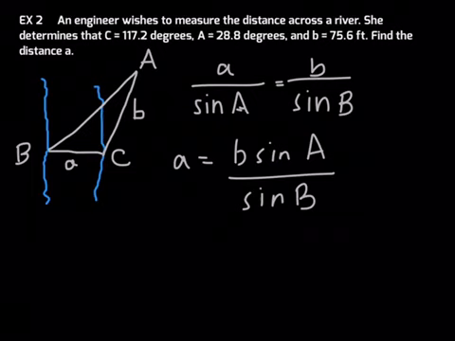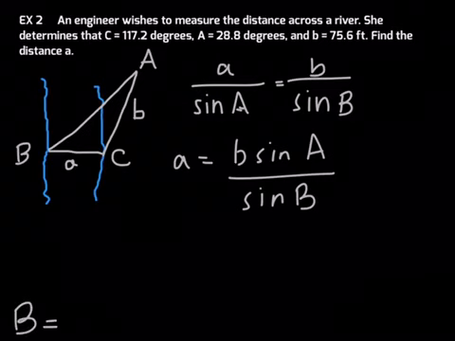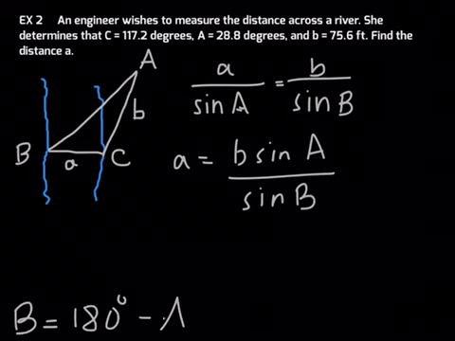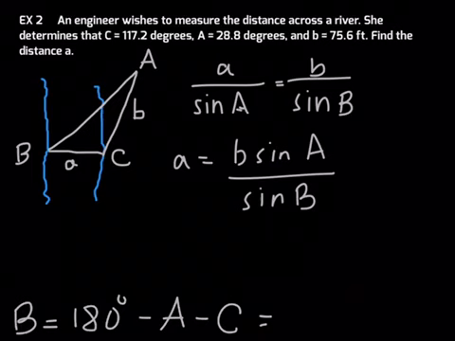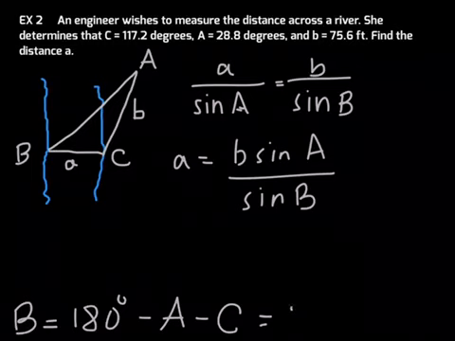Well, we can find angle B really quickly. Remember, angle B is just going to be 180 degrees minus the other two given angles. A and C are given. So you can see that angle B will just be equal to 180 degrees minus angle A minus angle C, which happens to be 34 degrees.